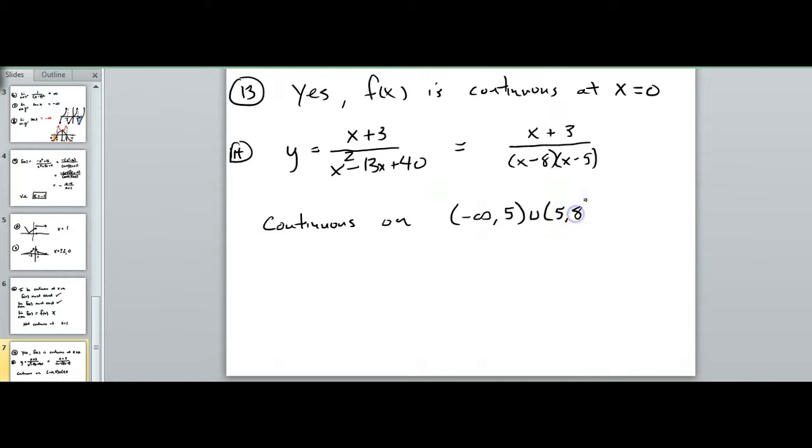And then it's continuous again on the other side of 8 all the way to infinity. Alright, so basically everywhere except these 2 points.